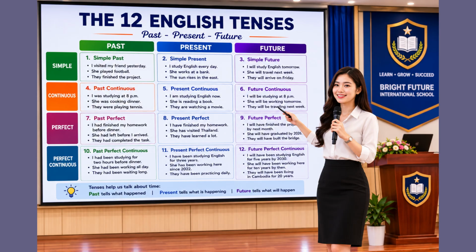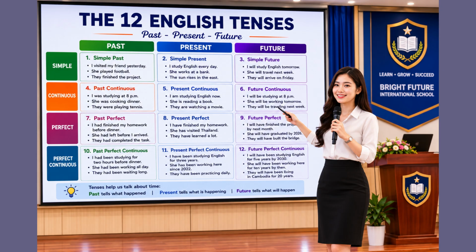1. Simple present tense. The simple present tense describes habits, routines, facts, and things that are generally true. Structure: subject plus verb, base form. For he, she, and it, add s or es to the verb.